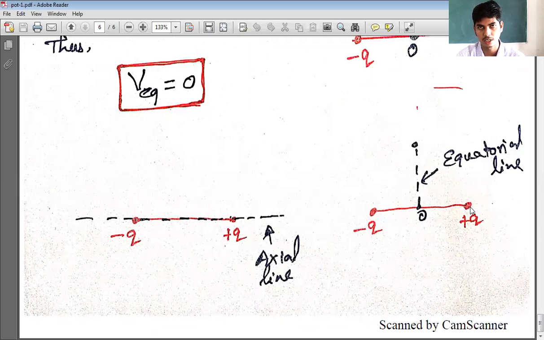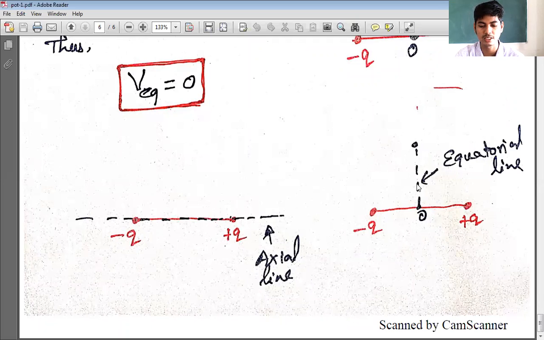And if this is a dipole, a line drawn perpendicular to the axis of the dipole and from the center. A line passing through the center of the dipole and perpendicular to its axis.